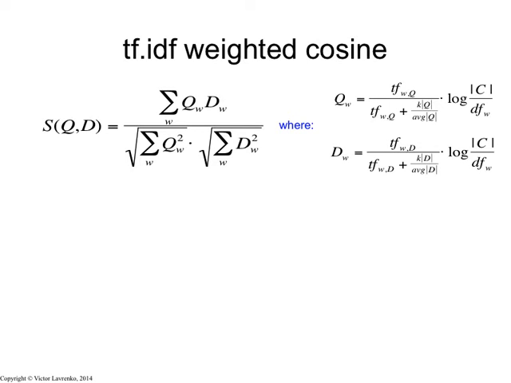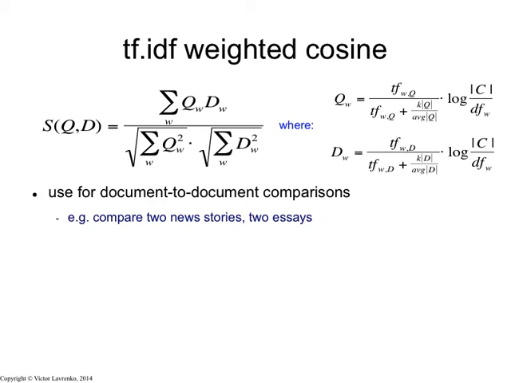So QW, that's the weight of the word W in the vector Q. So we have the number of times that W occurred in Q, squashed and normalized for the length of Q, multiplied by the IDF of the word W. So that whole thing is the weight of the word W in Q. This whole thing is the weight of the word W in vector D. And now we plug those quantities into the cosine, and we can measure similarity between Q and D. Very, very straightforward. So where do you use this?